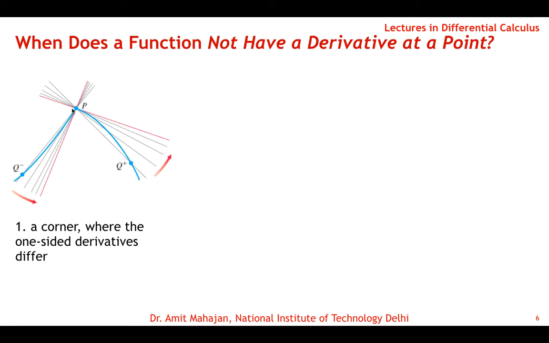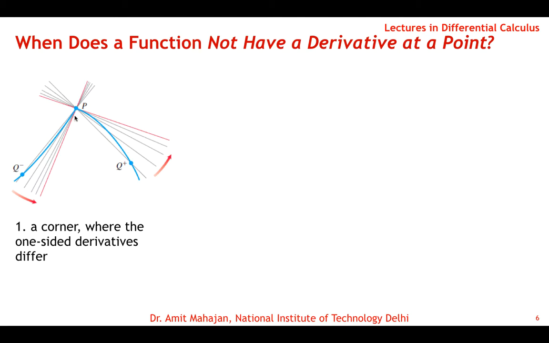If I take the neighborhood point q on the left first and then move this q point towards p, you can see that this secant line moves and ultimately becomes this tangent. Similarly, from the right, if I take the neighborhood point q, this is the secant line here, and as q moves towards p, this secant line becomes this tangent.